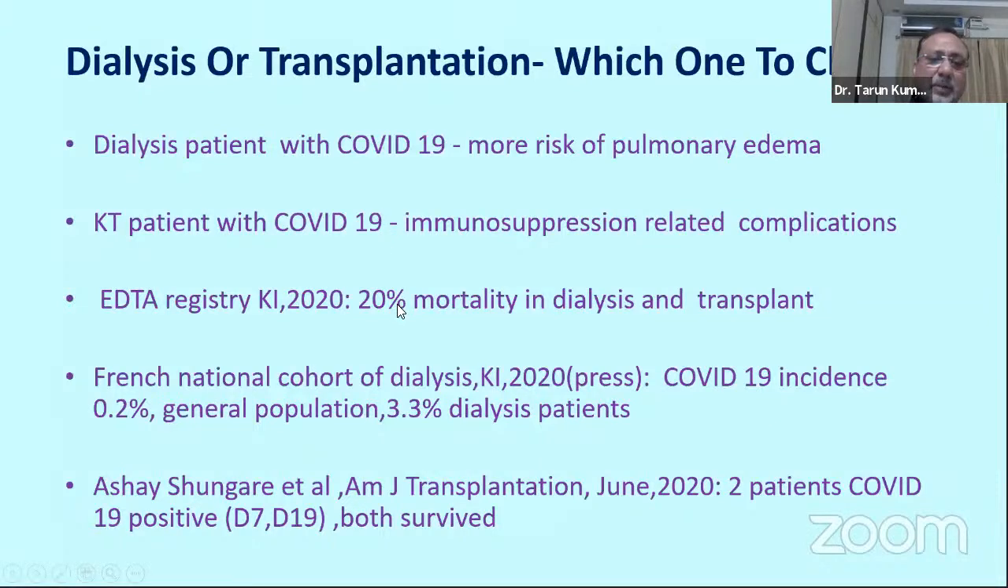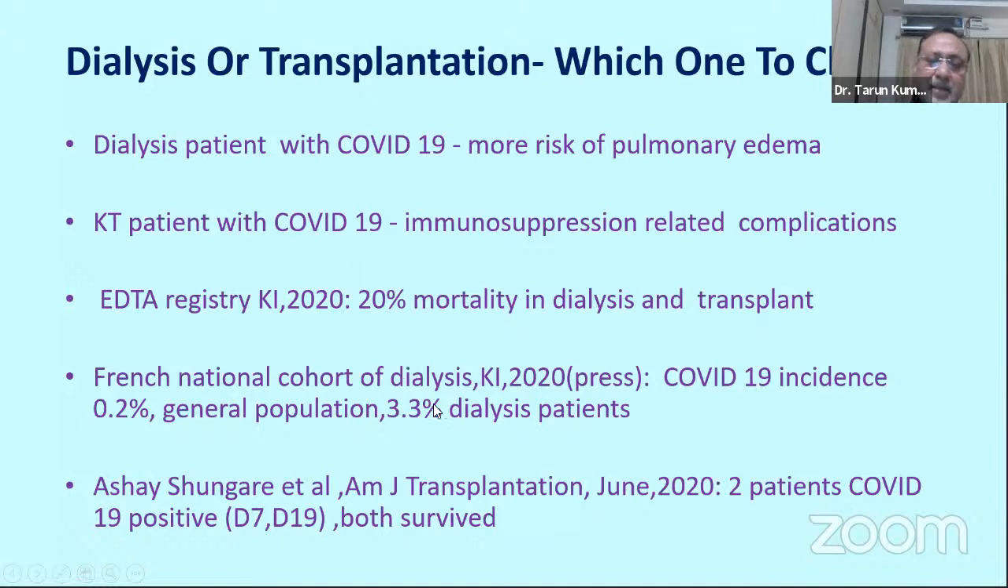If you see the outcome of the EDTA, European Dialysis and Transplantation Registry, which was published recently in Kidney International, it showed a 20% mortality. That means the death risk, both in dialysis and transplant. Although there are different studies in different areas, the outcome seems to be similar in both dialysis patients and transplantation. So as far as outcome is concerned, there is nothing to choose between the two options of kidney failure treatment, but the risk of getting COVID infection is much, much less in transplant patients, as I have discussed and emphasized repeatedly.